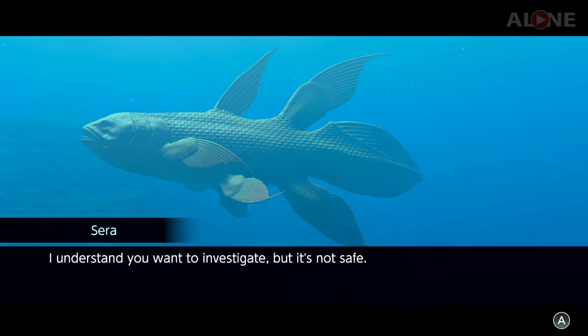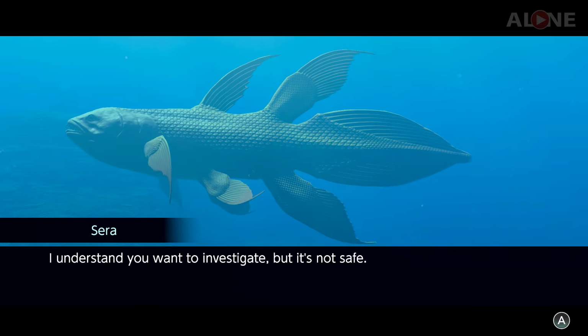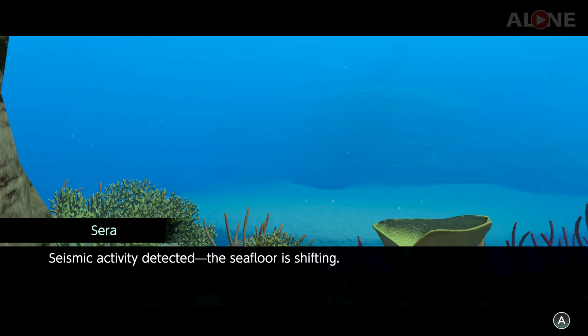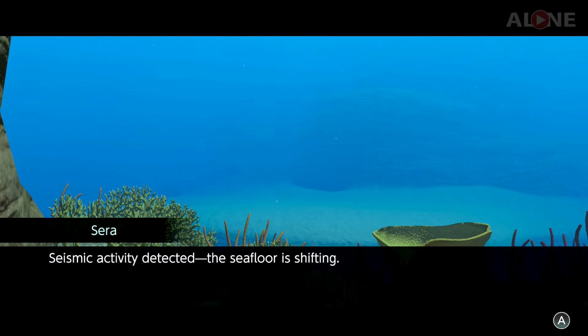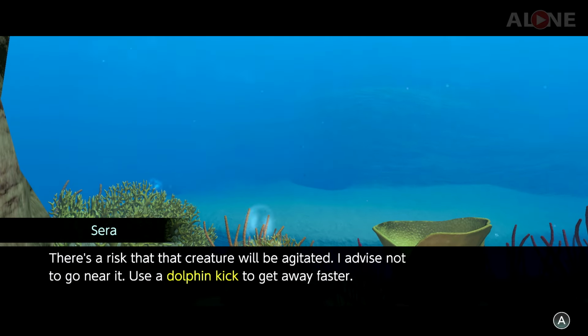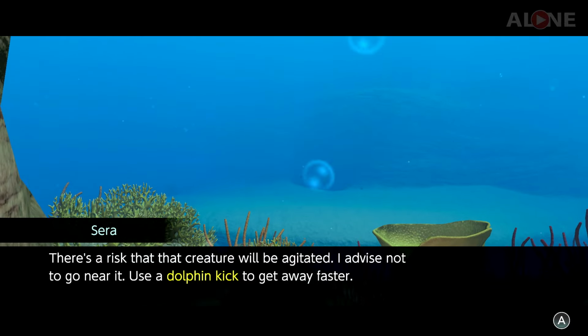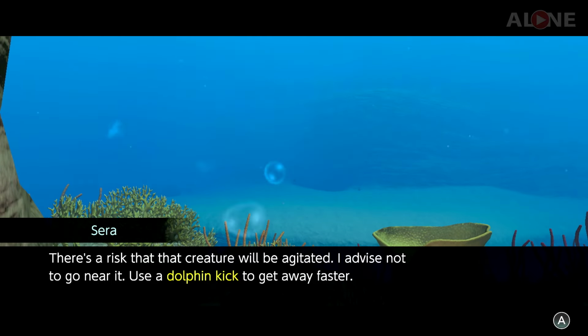I understand you want to investigate, but it's not safe. Seismic activity detected. The seafloor is shifting. There's a risk that that creature will be agitated. I advise not to go near it. Use a dolphin kick to get away faster.